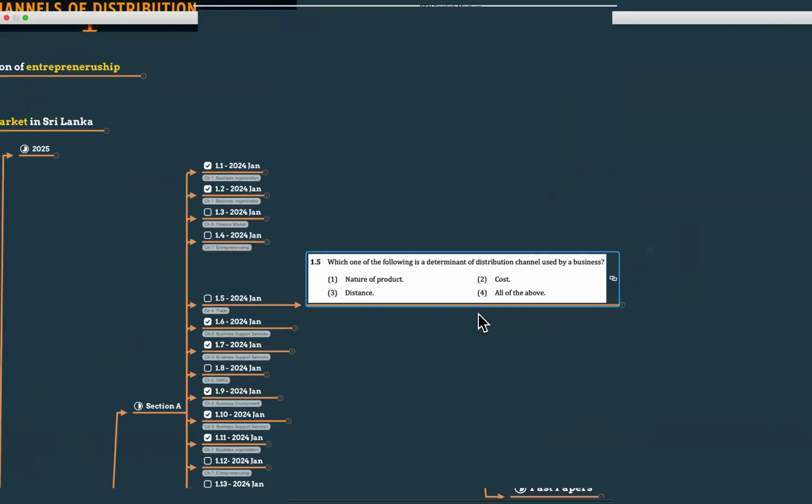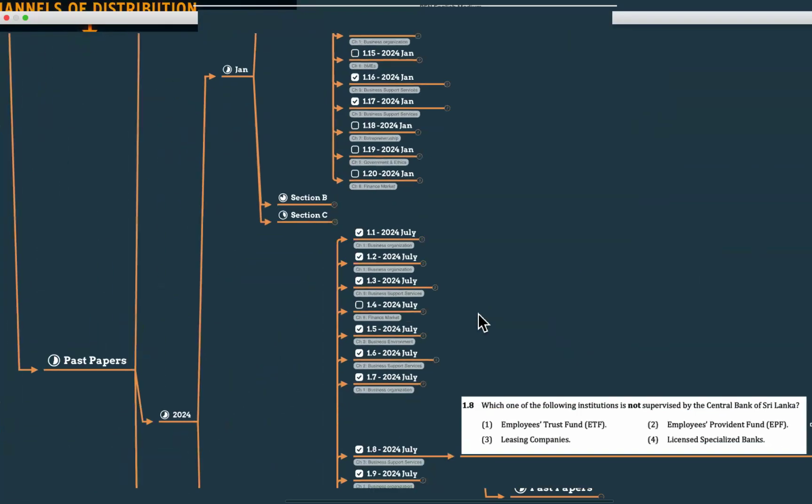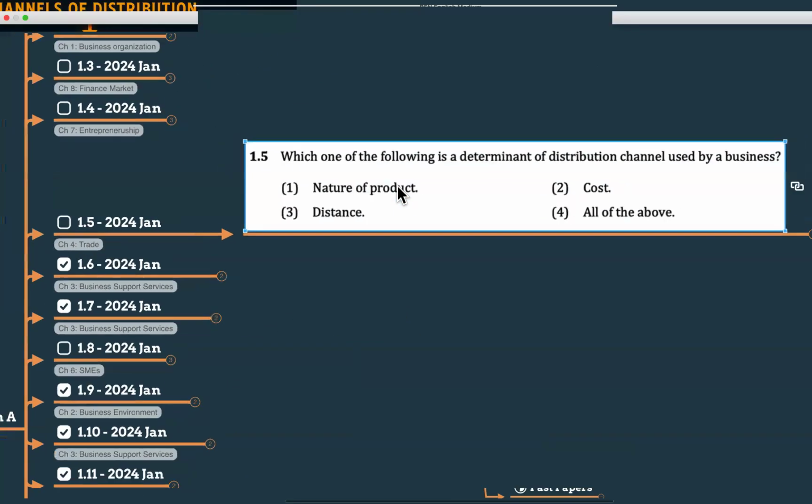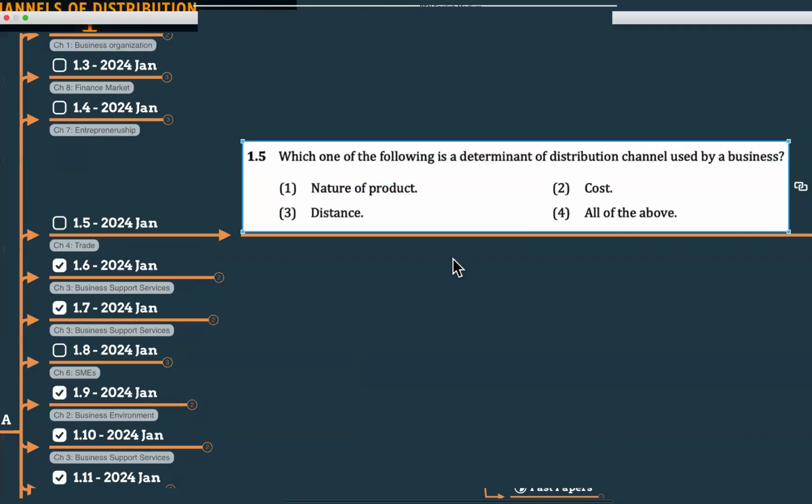Let's see one question that is actually from the 2024 January paper, question 1.5. You are going to answer for me. Which one of the following is a determinant of distribution channel used by a business? Nature of product, cost, distance, or all of the above? What's the answer? Azam, Kifla, Halina, Minfa, Azan, Rakavi, Zahra.